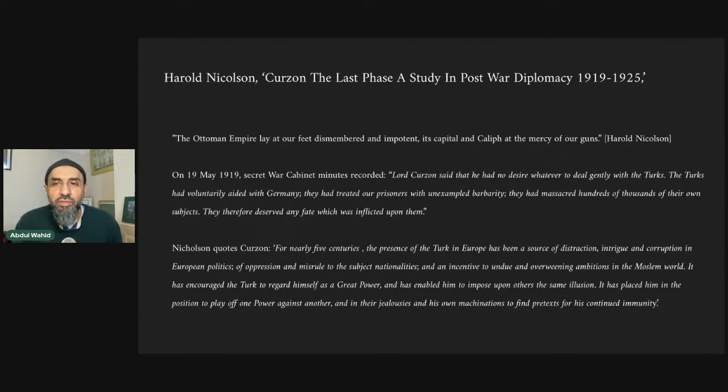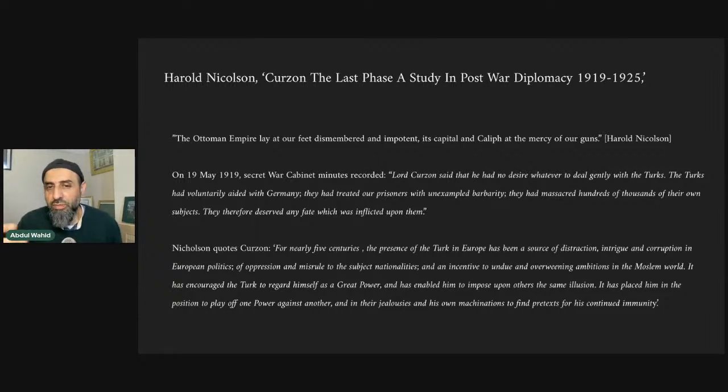At the tail end of these negotiations, you can see more commentary from people like Curzon, talking about how the Ottoman Empire lay dismembered at our feet, and that Curzon had no desire whatsoever to deal gently with the Turks. The Turks had voluntarily aided Germany. Well, as I said, they had been pushed into the war. They had treated our prisoners with unexampled barbarity. They'd massacred thousands of their own subjects.